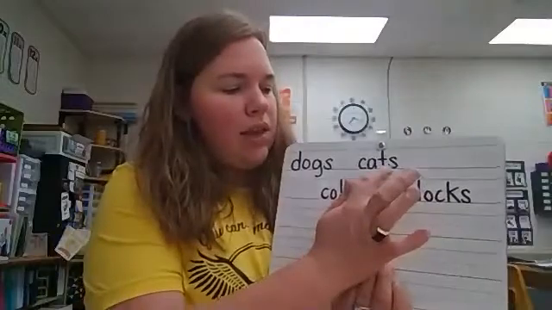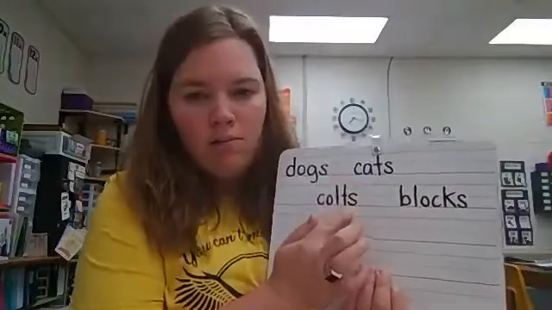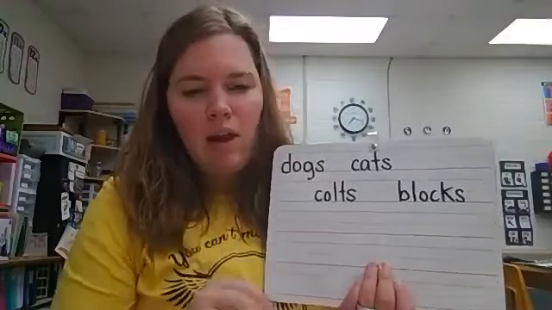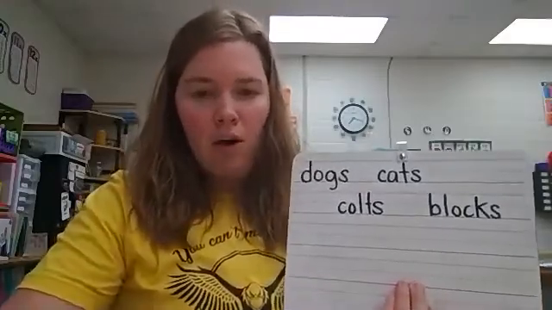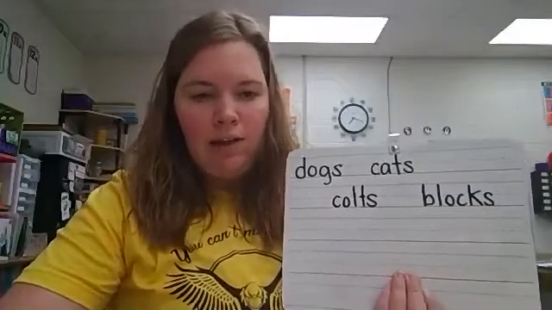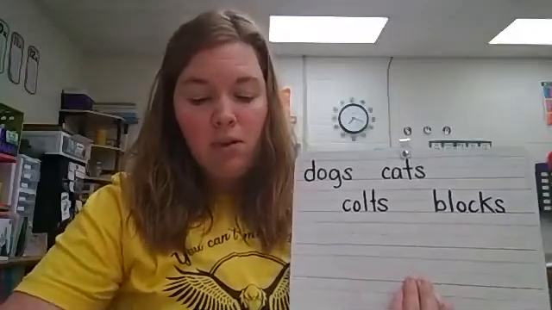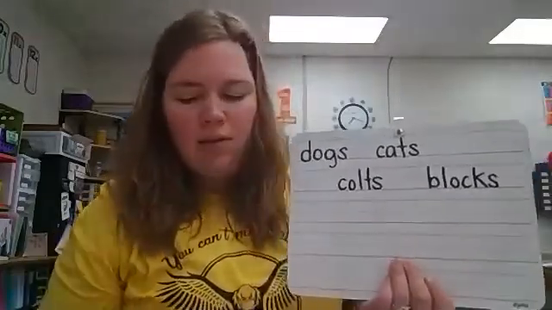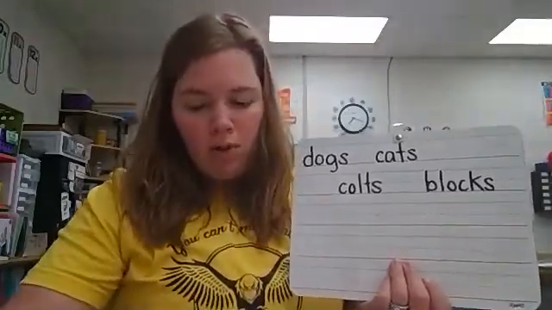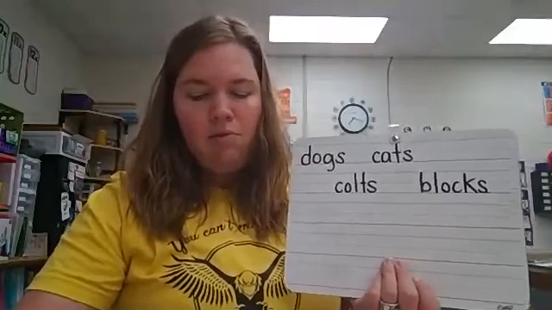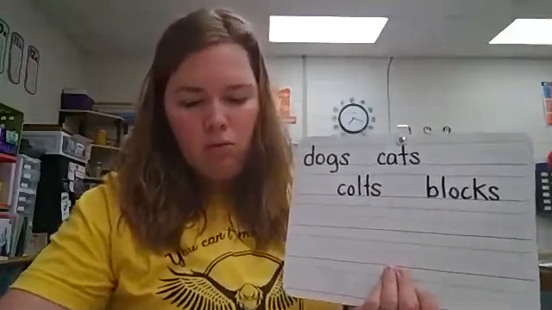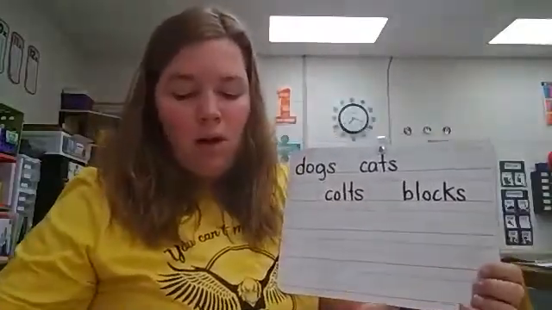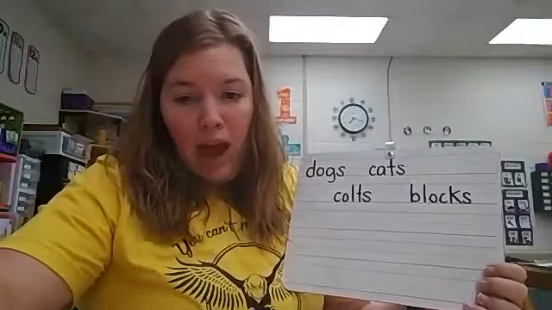Do you know what the S is called? When it's at the end of the word, the letter S is called a suffix. A suffix is something added to the end of the word that changes the meaning of the word. So when we see a suffix on a word, we are going to put a box around it. Then make sure that there is a root word left. And the root word is the simple word that has nothing added to it.